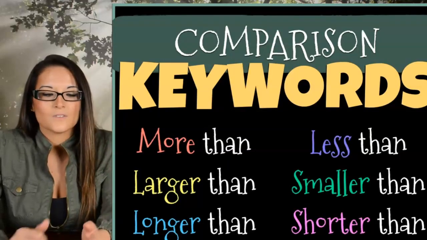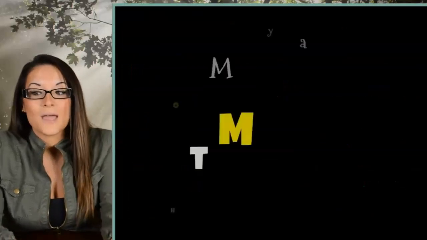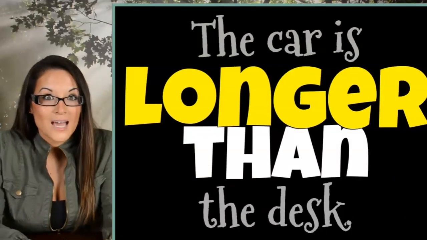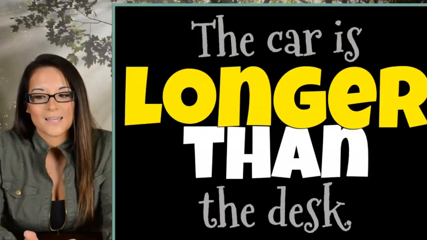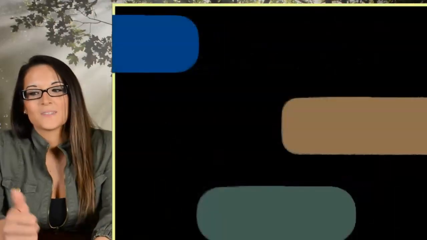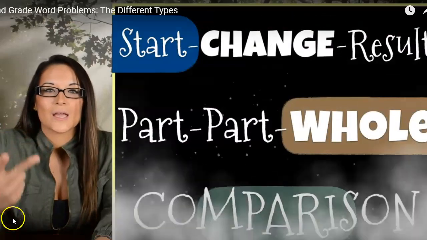Let me give you an example of a sentence that you might see. May has more than Shay. The dog is larger than the cat. The car is longer than the desk. Those are just some examples. Now, just to recap, there are 3 key types: Start, change, result, part, whole, and comparison.